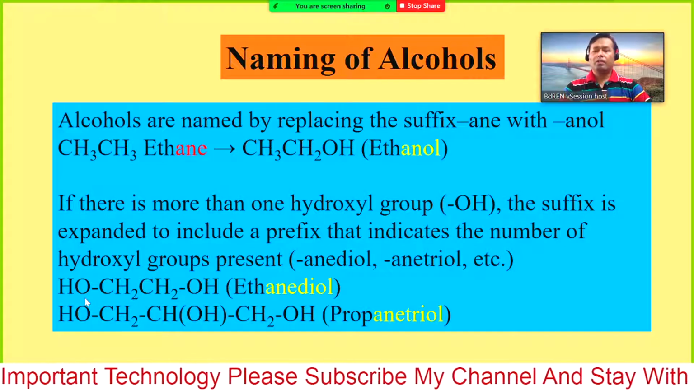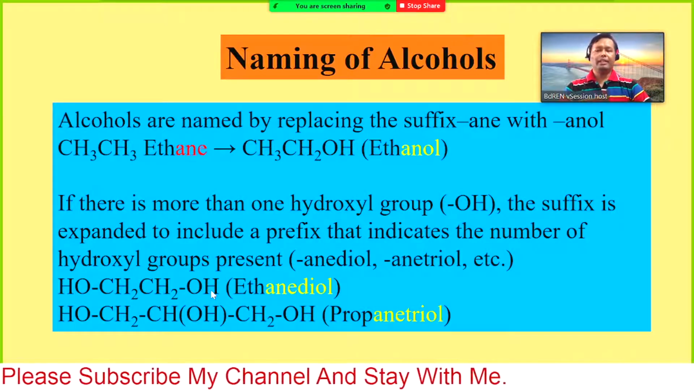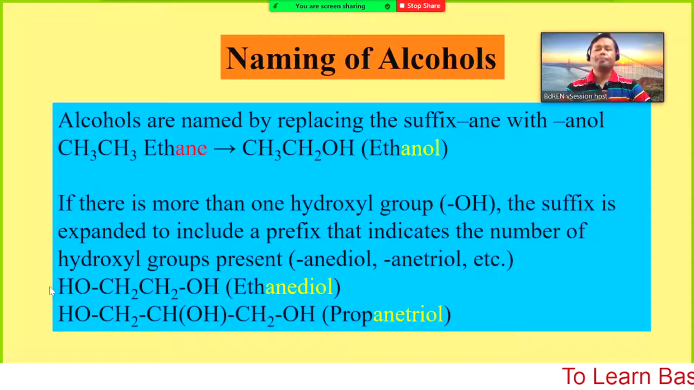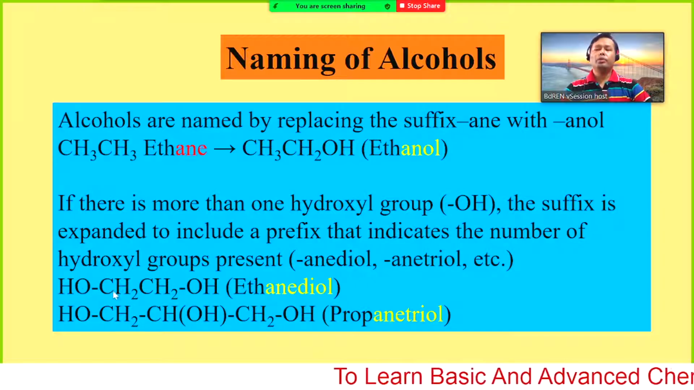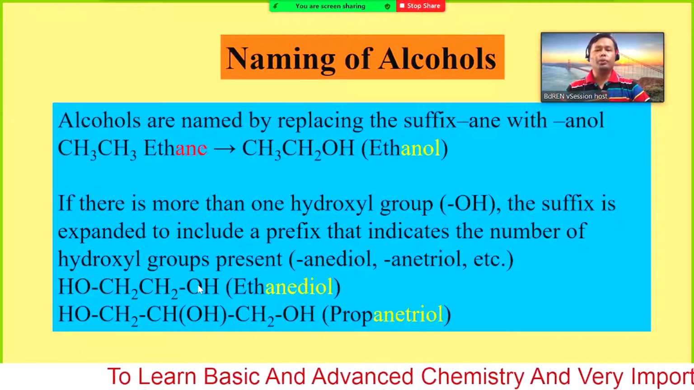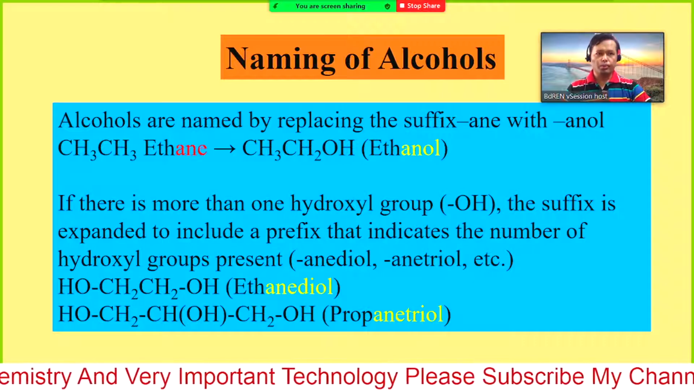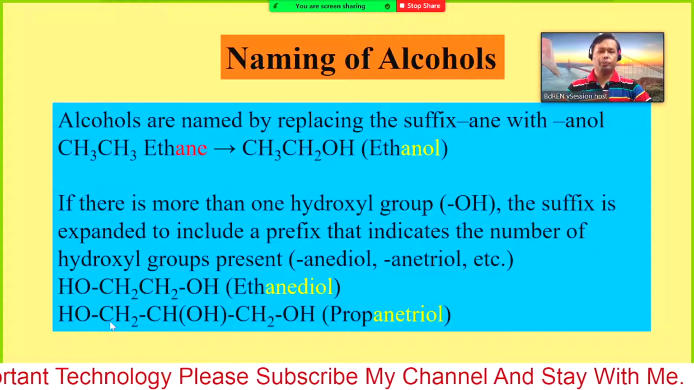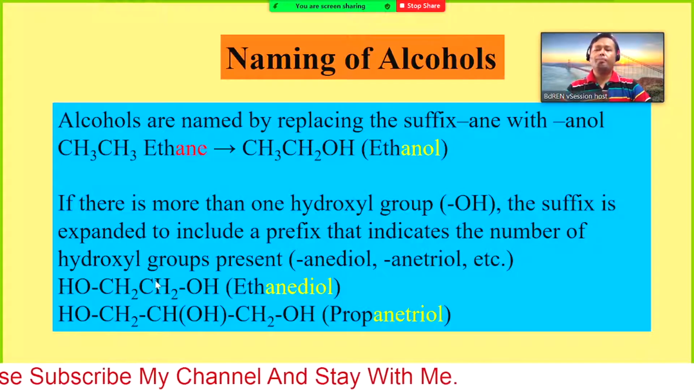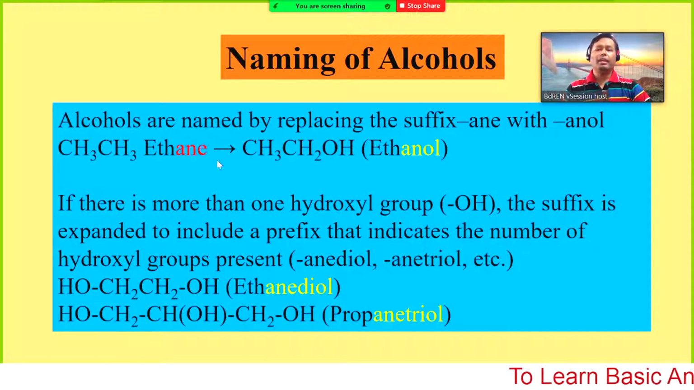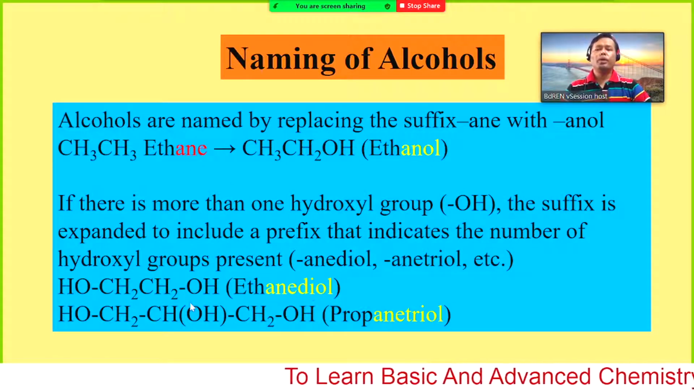Let's see an example. OH CH2 CH2 OH. That means we have 2 hydroxyl groups in this alcohol. So we can have the hydroxyl group here or here. As this is the beginning, I am not going to mention the numbers; we are just going to learn how we can represent the presence of hydroxyl groups, or how many hydroxyl groups we have. So we have 2 hydroxyl groups in the compound having 2 carbon atoms. In case of alkane, we will name the alkane as ethane, and now we are replacing ane with anediol because we have 2 hydroxyl groups.